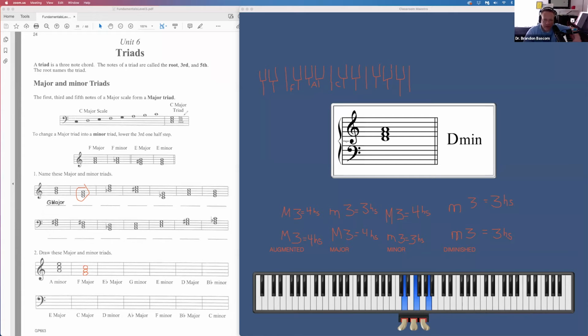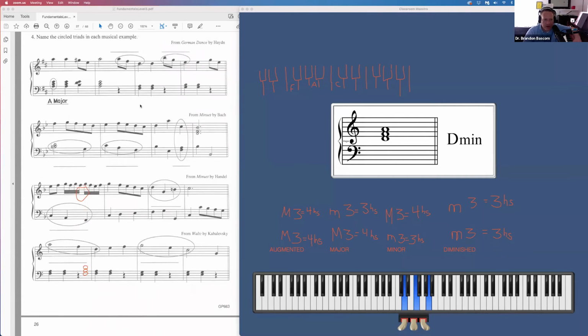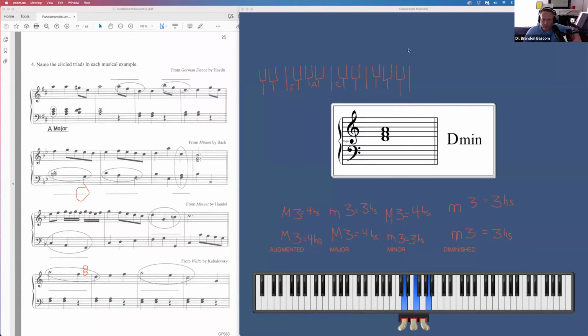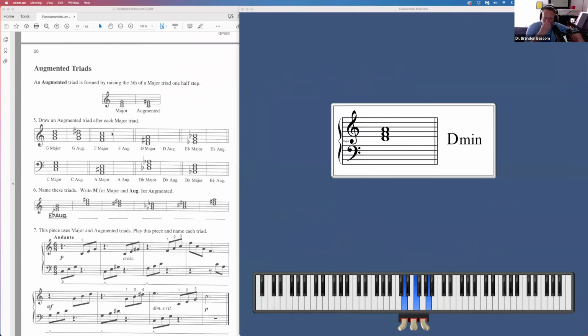So that should do it for that page. Going on, we have excerpts of music from real decomposing composers. And we're just identifying what kind of triads we have there. And then we review the augmented triad. Remember, that's 4 half steps and 4 half steps.